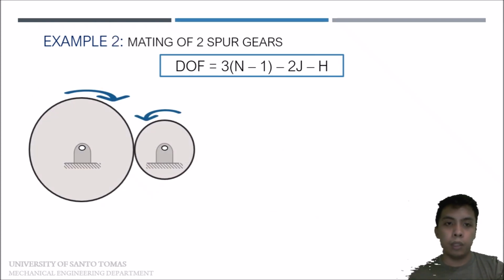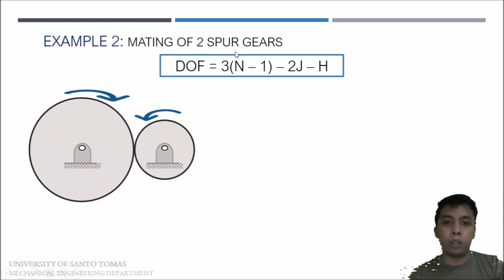Next example, mating of two spur gears. So, imagine we have two spur gears here. This one will be the driven gear and the smaller one will be the driving gear. So, yung driving gear natin is rotating counterclockwise. Siyempre, kapag gumalaw na yun ng counterclockwise, the opposing gear will move in the clockwise direction. So, let's solve for the degrees of freedom of this mechanism.